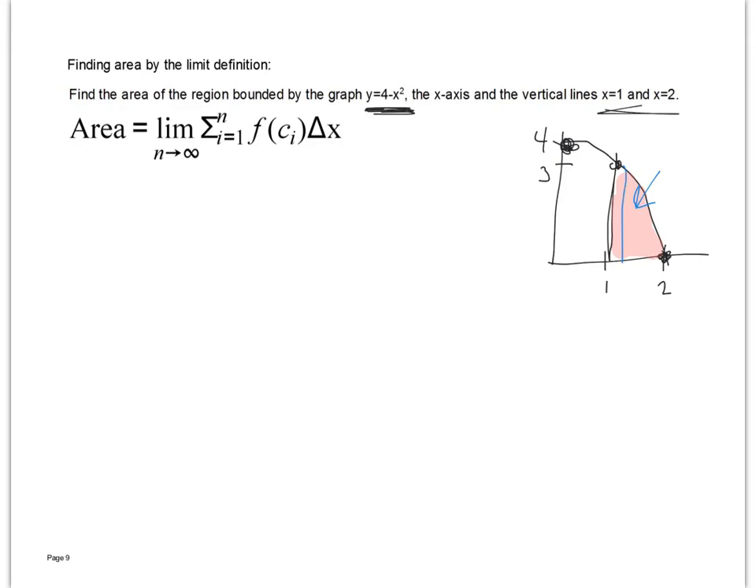So here's our A, here's our B. We're going to do an infinite number of rectangles, so we're going to call it n and then take the limit as we go to infinity. So our delta x is going to be B minus A divided by n. That's 1 divided by n like it was last time. Our ci, remember, we take A, which is 1 in this case, plus i times delta x.